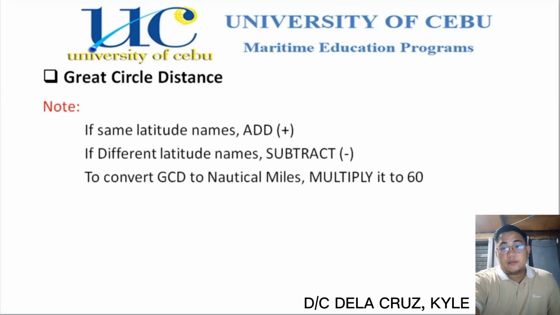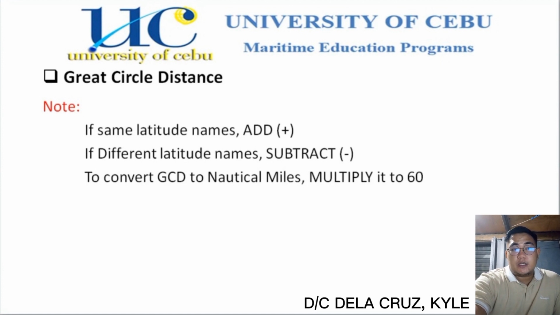And also, I almost forgot about the Great Circle distance. The note is, if same latitude names, add or plus sign. If different latitude names, subtract or minus. To convert GCD to nautical miles, multiply it by 60. So don't forget, guys.